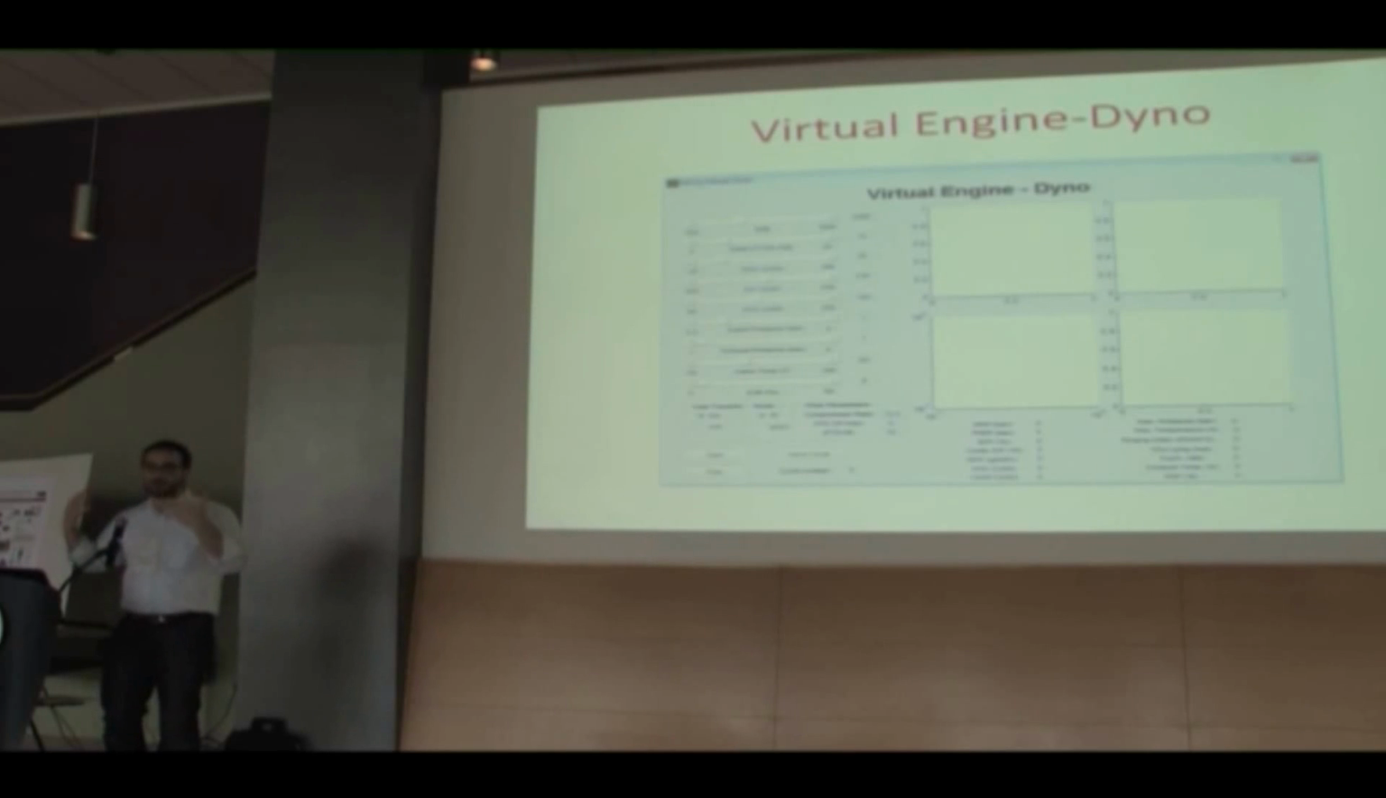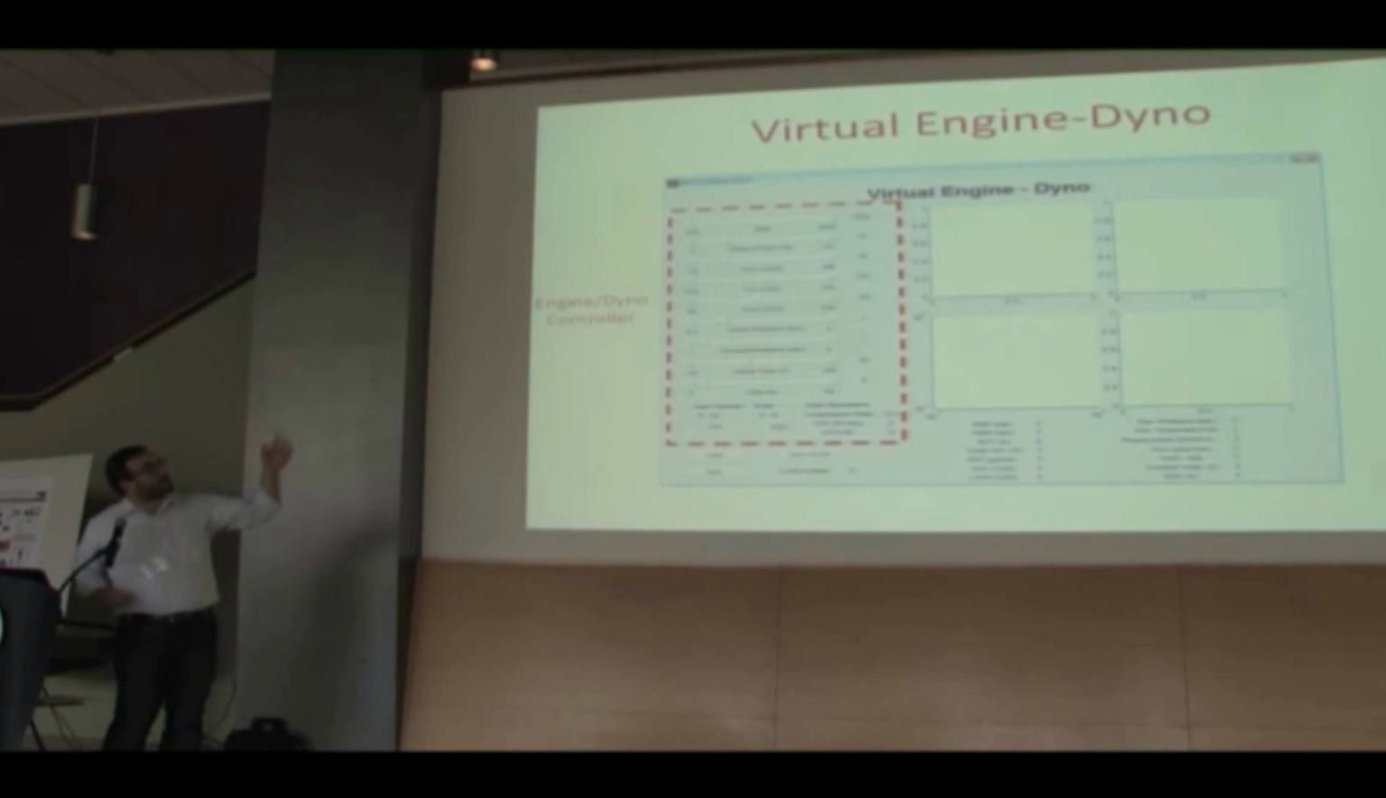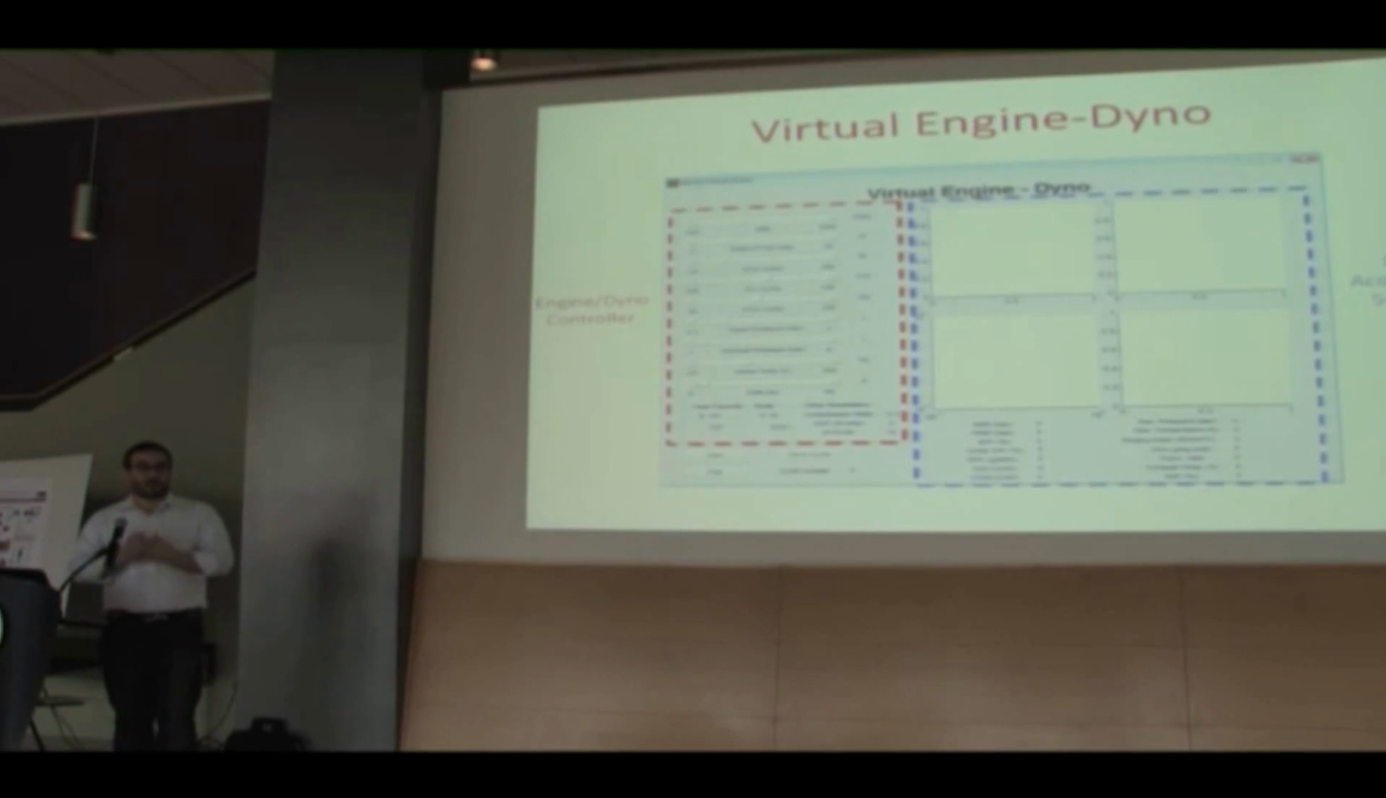But the students would just see the front end, which is this GUI, which basically consists of the dyno controller on the left, where they can set the parameters for the engine speed, valve timings, the spark timing, and all the different parameters that they want to control. And then they would have their data acquisition system on the right. So as I said, this is still work in progress.